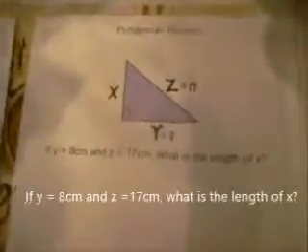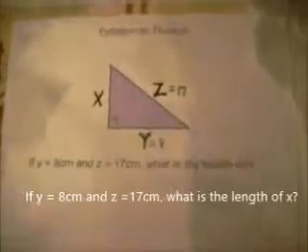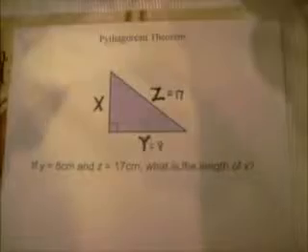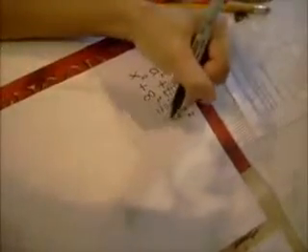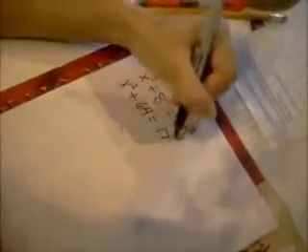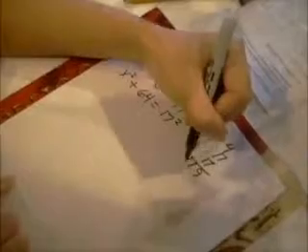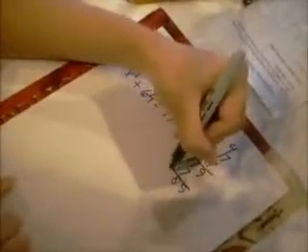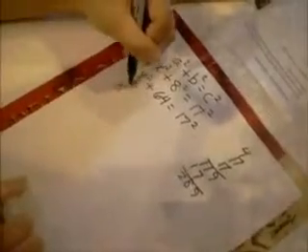If y equals 8 centimeters and z equals 17 centimeters, what is the length of x? So to start, we want to fill in the numbers that were given. So that's x squared, since we're trying to find x, plus 8 squared equals 17 squared. Next, you want to solve the numbers. So 8 to the second is 64, and 17 to the second is 289. So now we'll rewrite it.